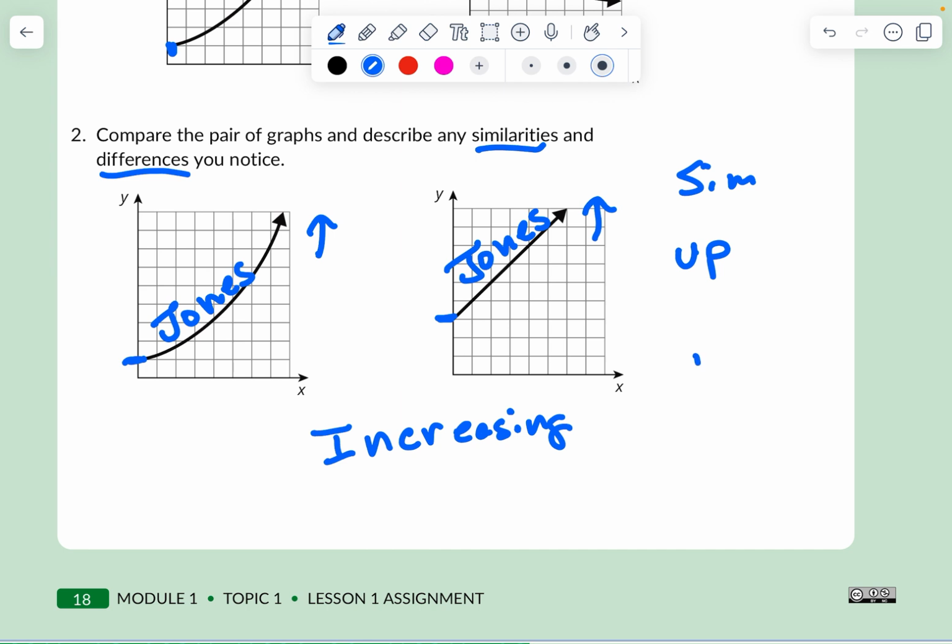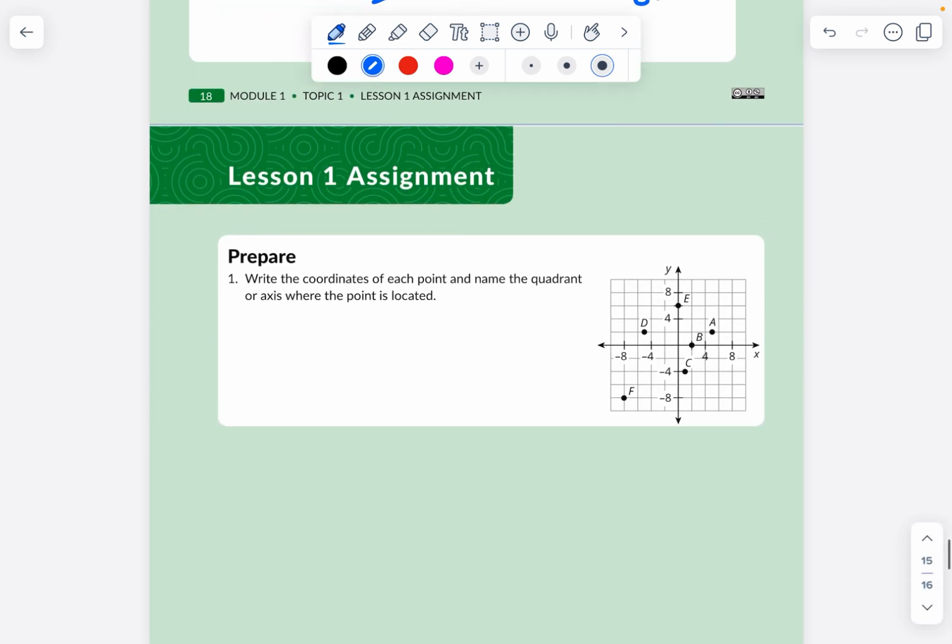Some differences, okay? One is linear, one is curved. That's a big difference. One starts higher than the other. So just whatever you can do to describe, okay?